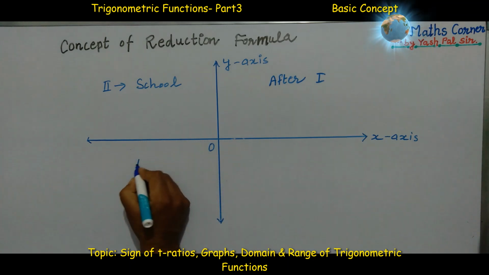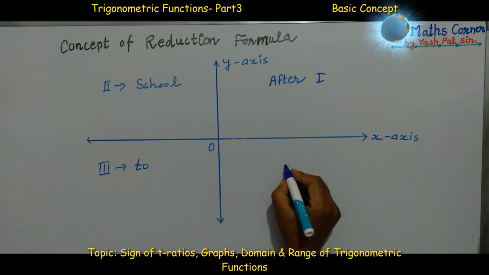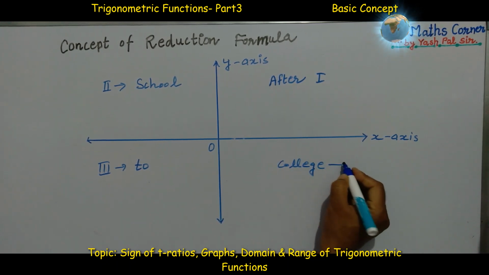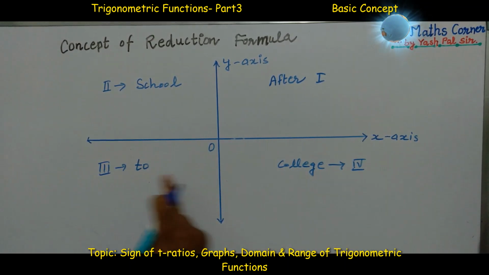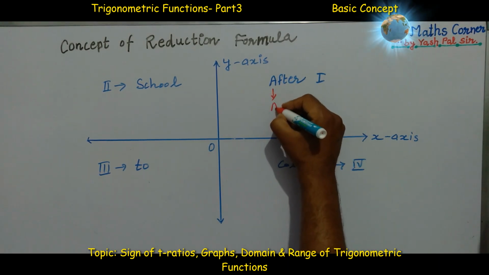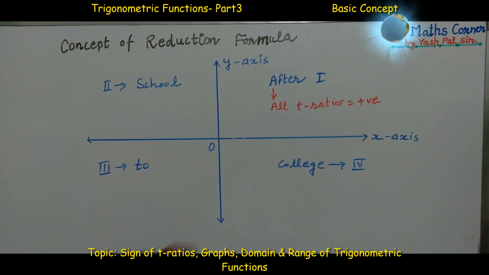Two, this is the third quadrant. College, mean fourth quadrant. After school to college. What is the meaning of this? We select just the first letter. Here A. A mean all T ratios are positive. All T ratios are positive.